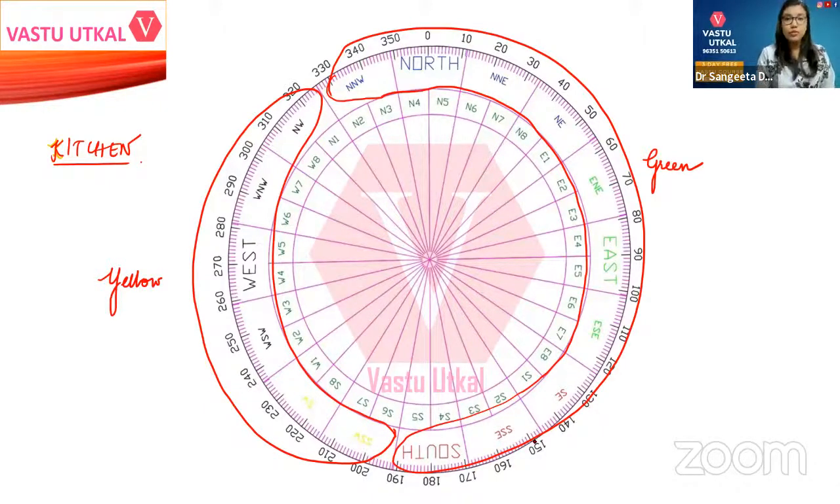Some of you might be wondering, ma'am, why did you advise remedies for the kitchen that is located in southeast to south? The reason being, if the platform color is black, then you have to do the necessary required remedies. So what is the remedy for the kitchen? Starting from NNW till south, you have to use a green marble or a green stone. And starting from SSW till northwest, you have to use yellow marble.